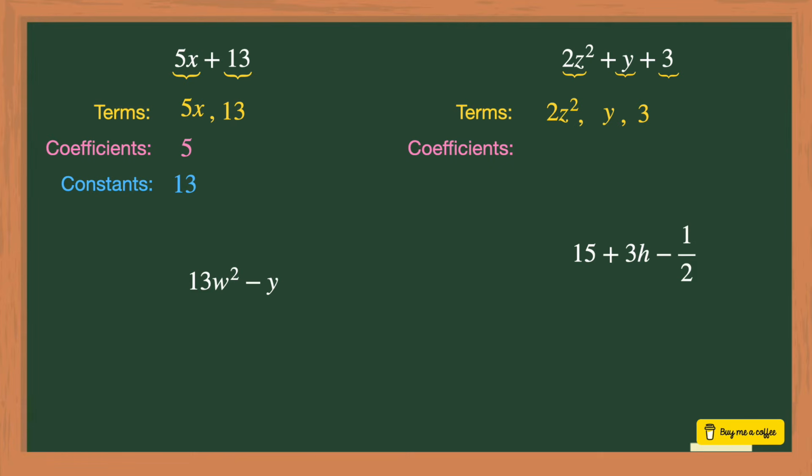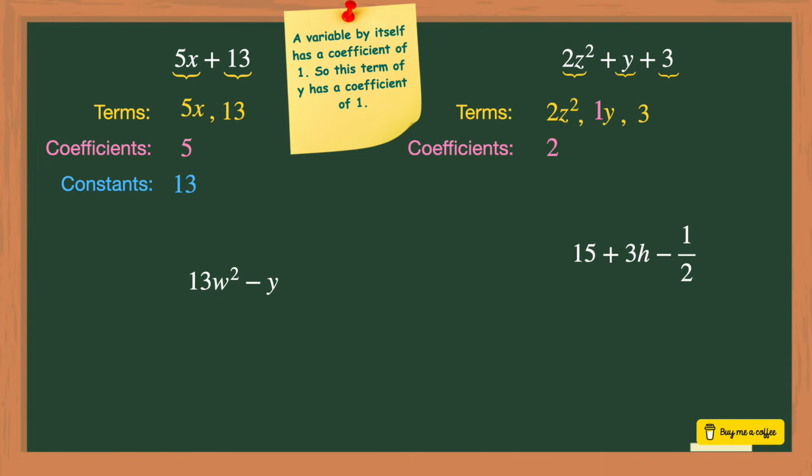The first coefficient is easy to see. It is the 2 being multiplied to the z squared. But that second variable of y doesn't appear to have any coefficient with it at all, but it does, and it is the number 1. Anytime you see a variable by itself, its coefficient will always be 1. So you need to be careful when looking at a variable that doesn't seem to have a coefficient because you now know that a 1 must be there. Now we'll look for the constants. The only constant in this expression is the number 3.